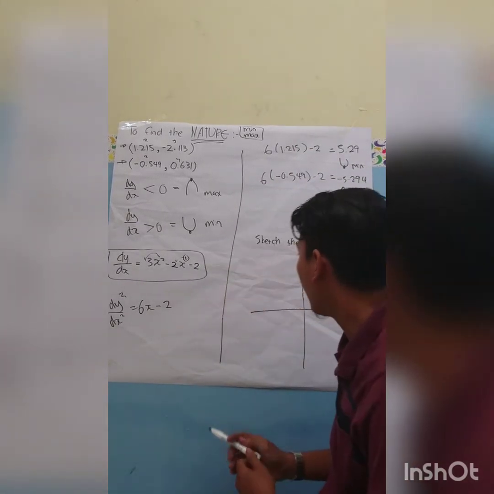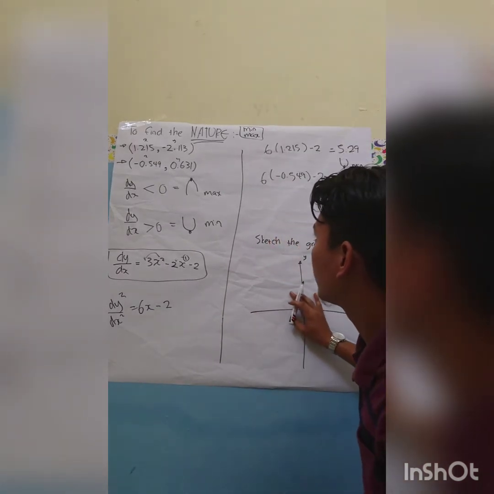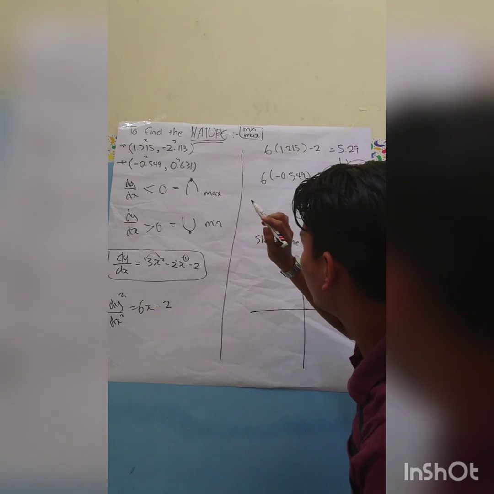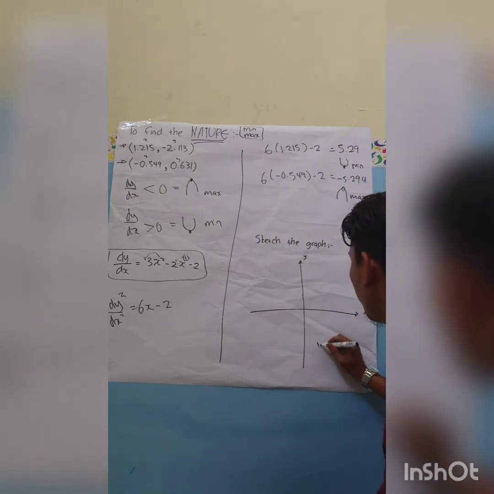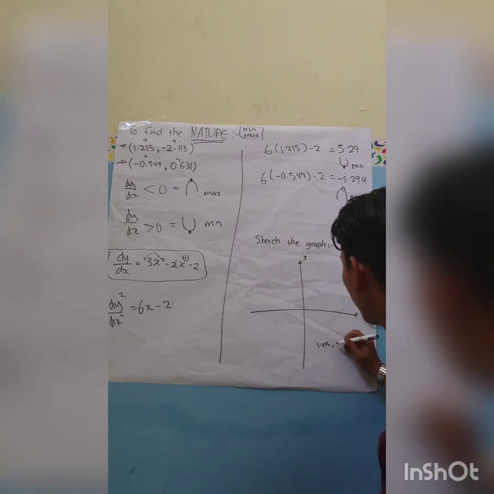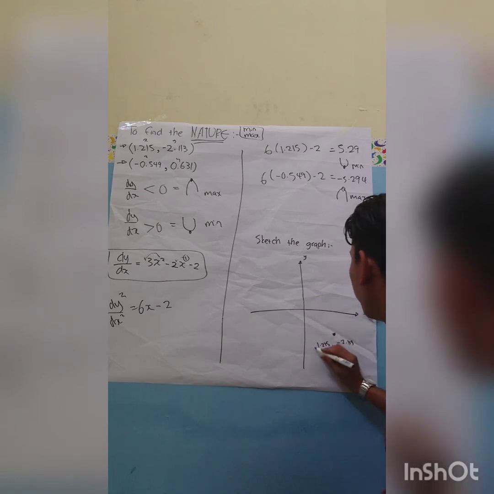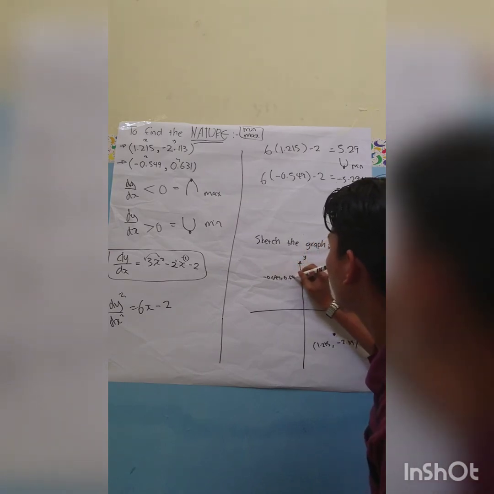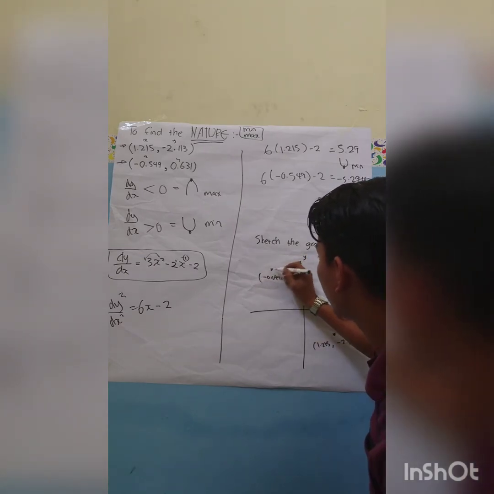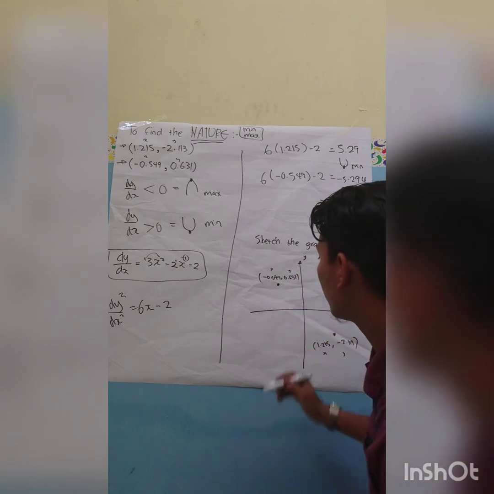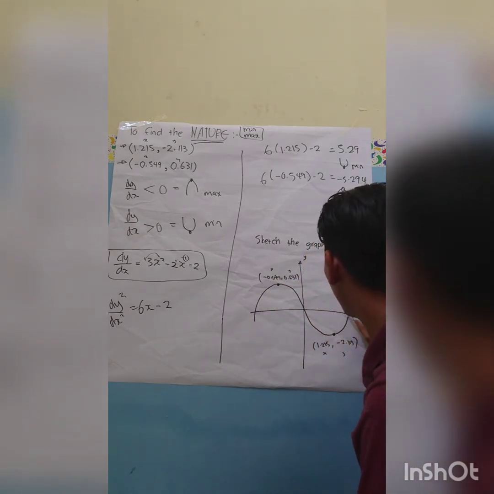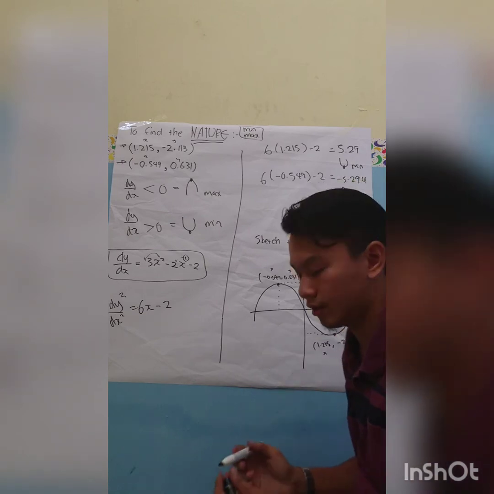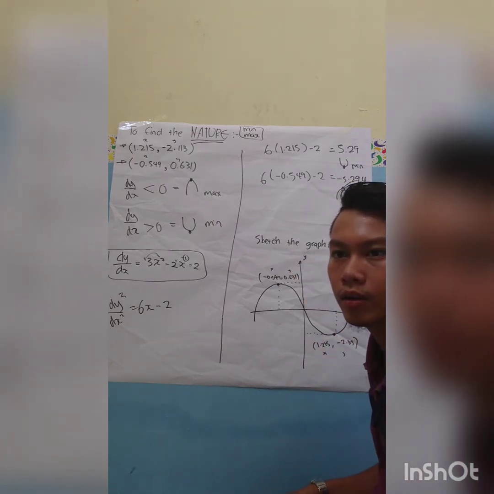Now we're going to sketch the graph. For x, y: x is positive 1.215, y is negative 2.113. Then x is negative 0.549, y is 0.631. So with these x, y values, the graph will be like this one. Okay, so thank you.